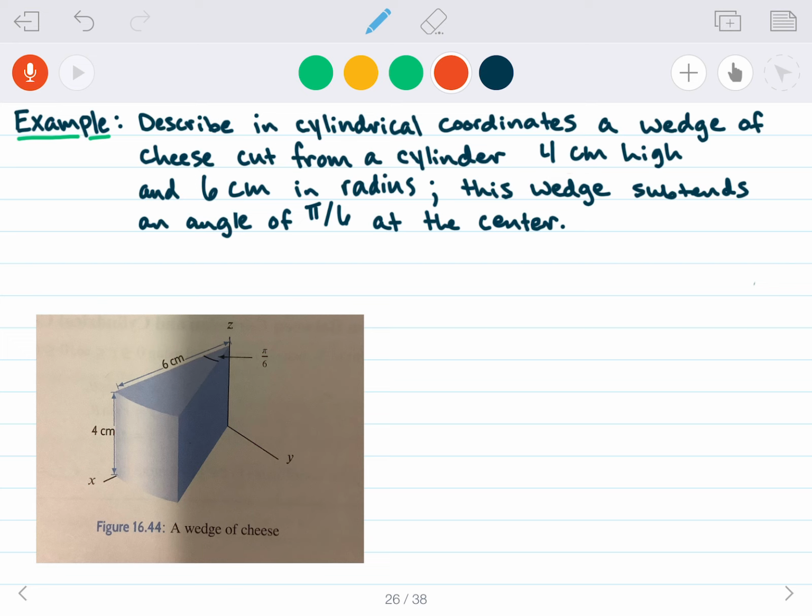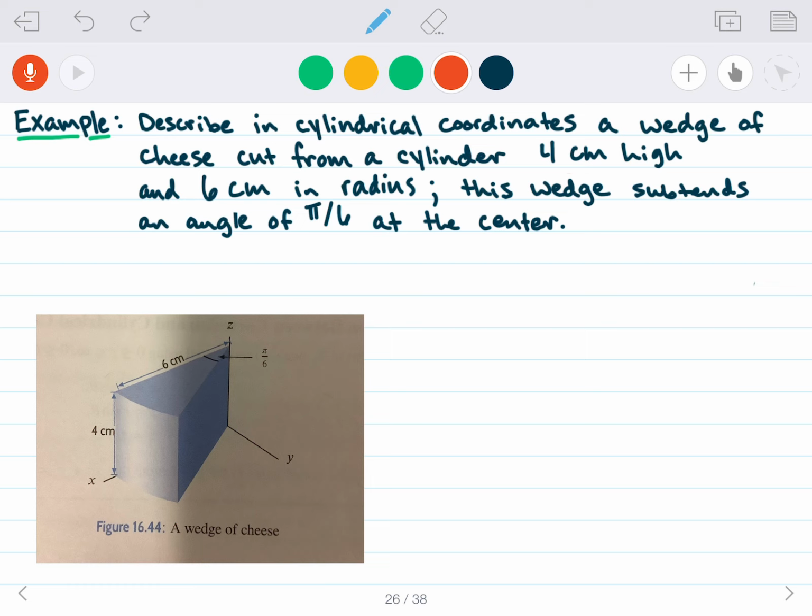So here we have apparently a wedge of cheese. Okay, that's what your textbook says this is. Wedge of blue cheese in particular. Yeah, so let's go ahead and describe this region in terms of r, theta, and z.